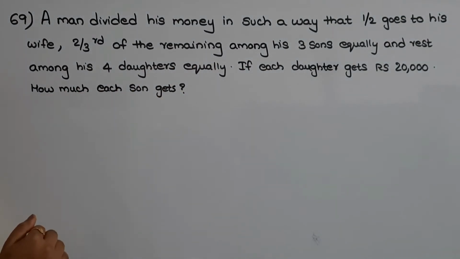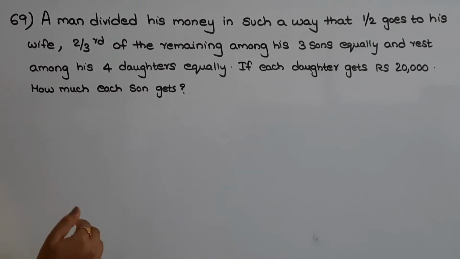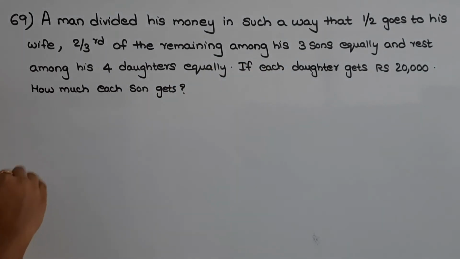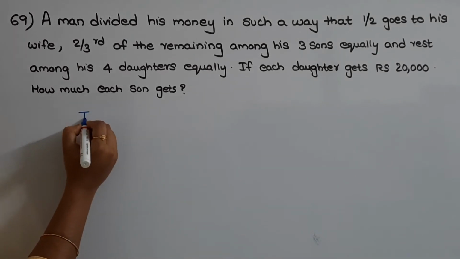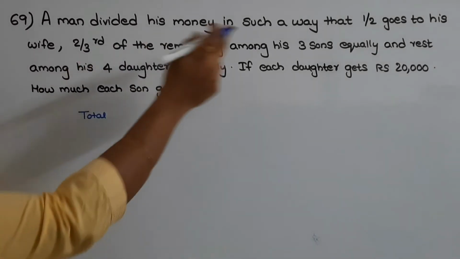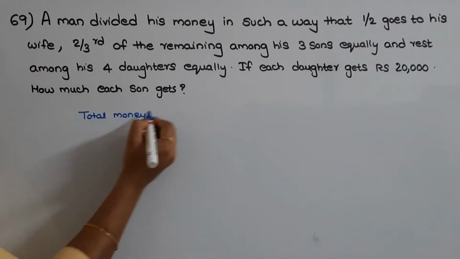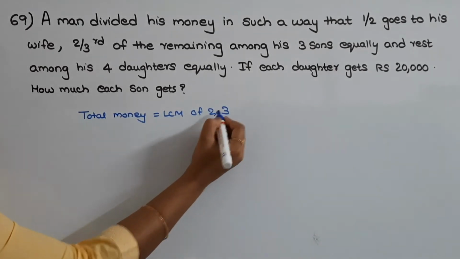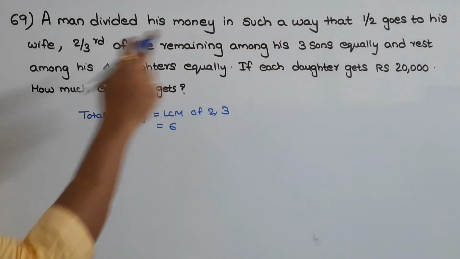So in this question they are telling that a man divided his money among his wife and children. Then they have given the money that each daughter gets as rupees 20,000. We need to find out the money that each son gets. Okay, so in this question let us consider the total money as the LCM of the denominators given in the question. So let us consider the total money as the LCM of 2 and 3, that is equal to 6. Okay, now they are telling that half goes to his wife.